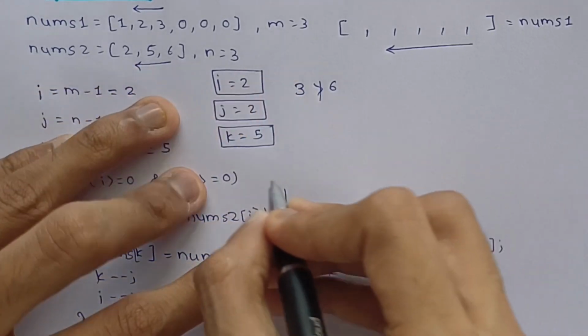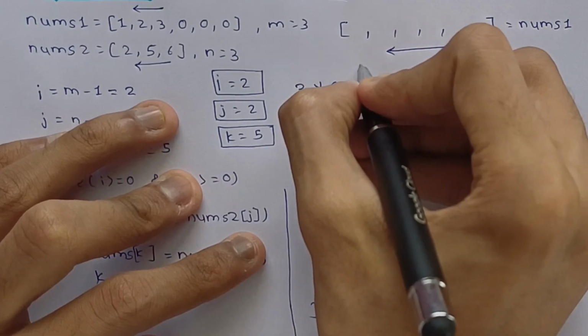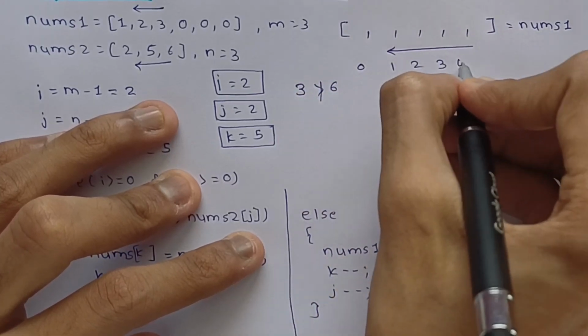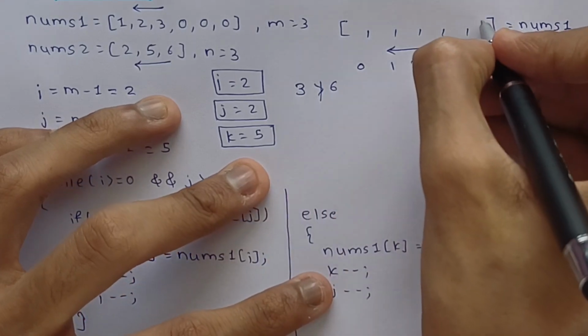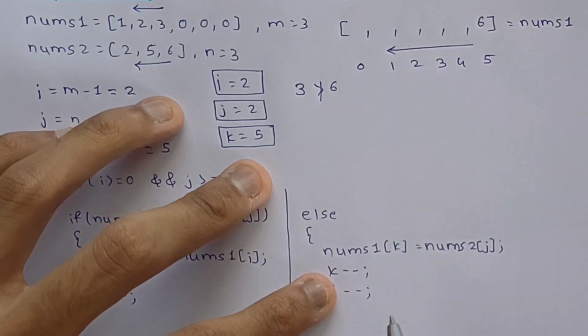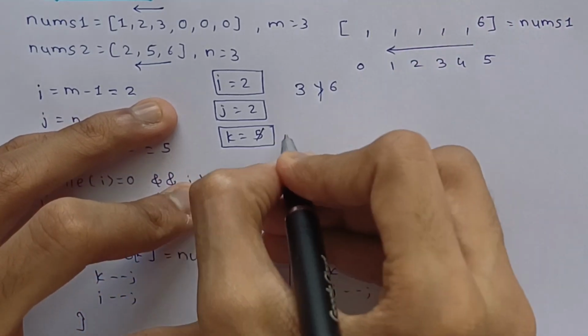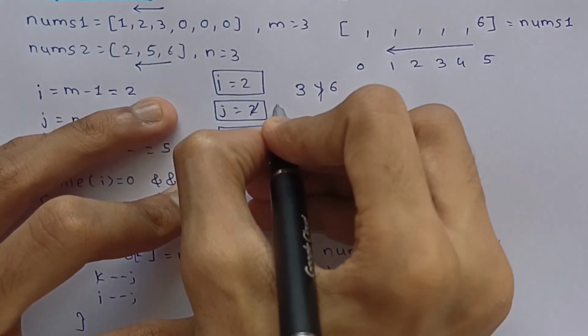Now here k is 5, okay, so I will write here index number 0 1 2 3 4 and 5. At the 5th place we will put this 6 number, okay, and this 6 is placed here. Now k is decremented to 4 and j is decremented to 1, okay.